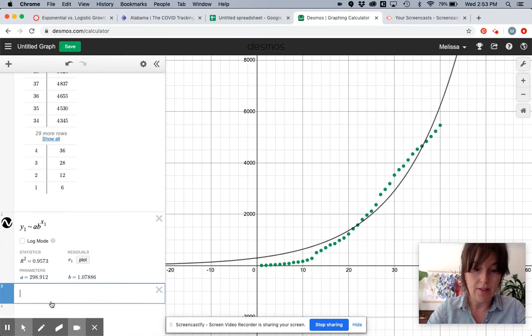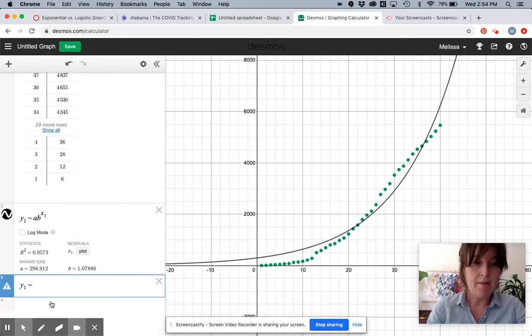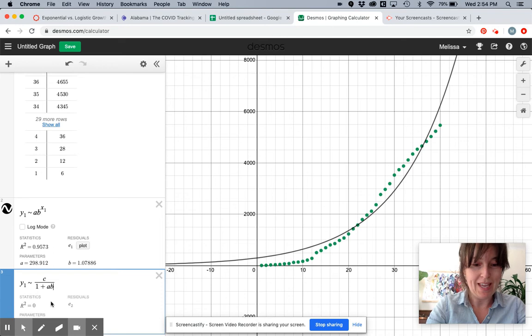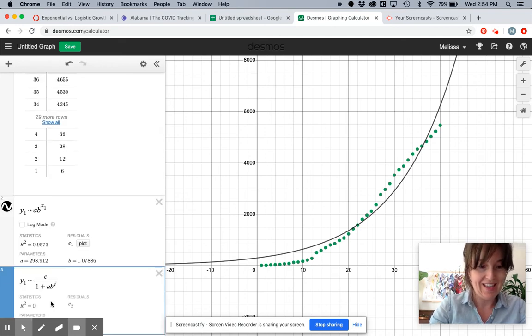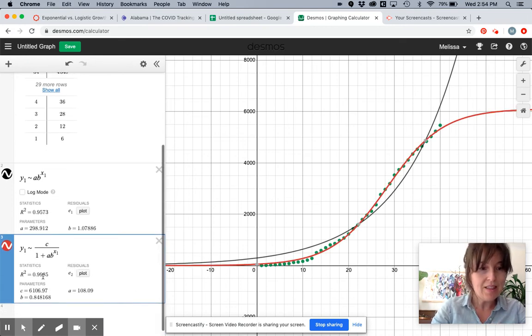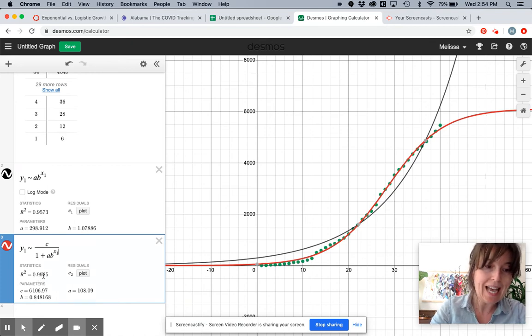Now we're going to look at the logistic function, and so we're going to use the same language, the y sub 1, the tilde, but we're going to use the general form of the logistic function, which is c divided by 1 plus a times b to the x sub 1. And so now as we look at our r squared value here, 0.9985. Well, isn't that reassuring?